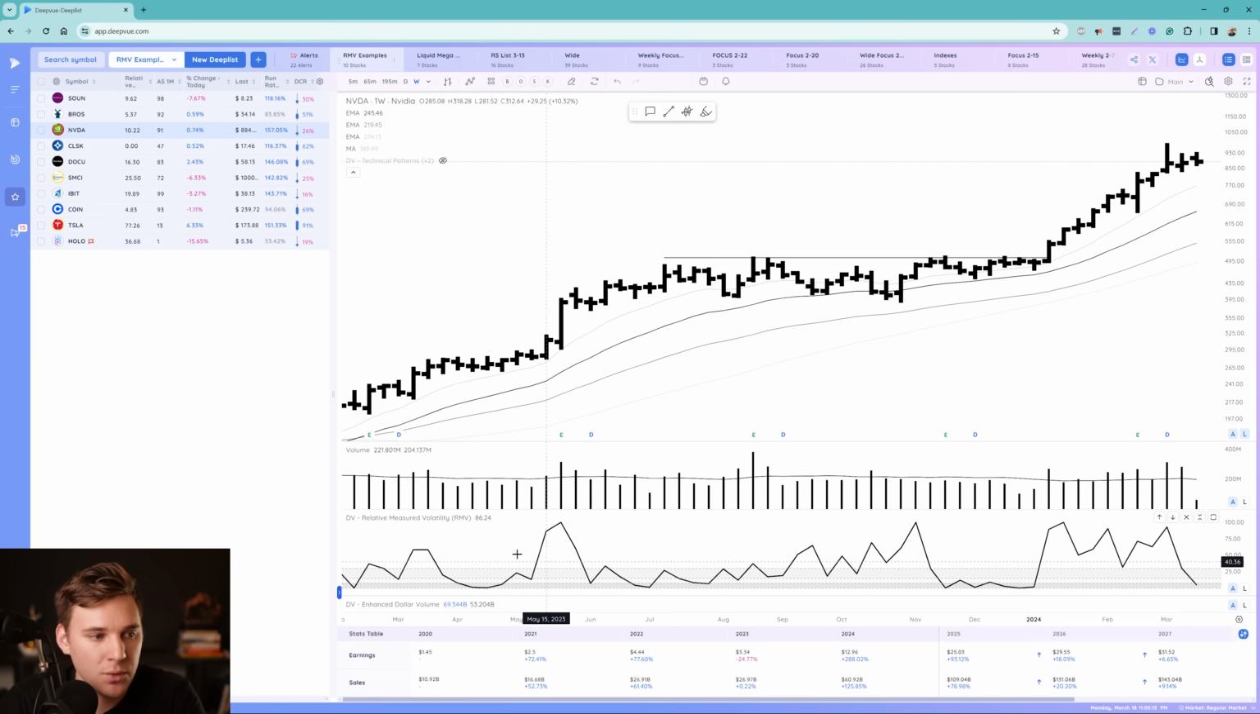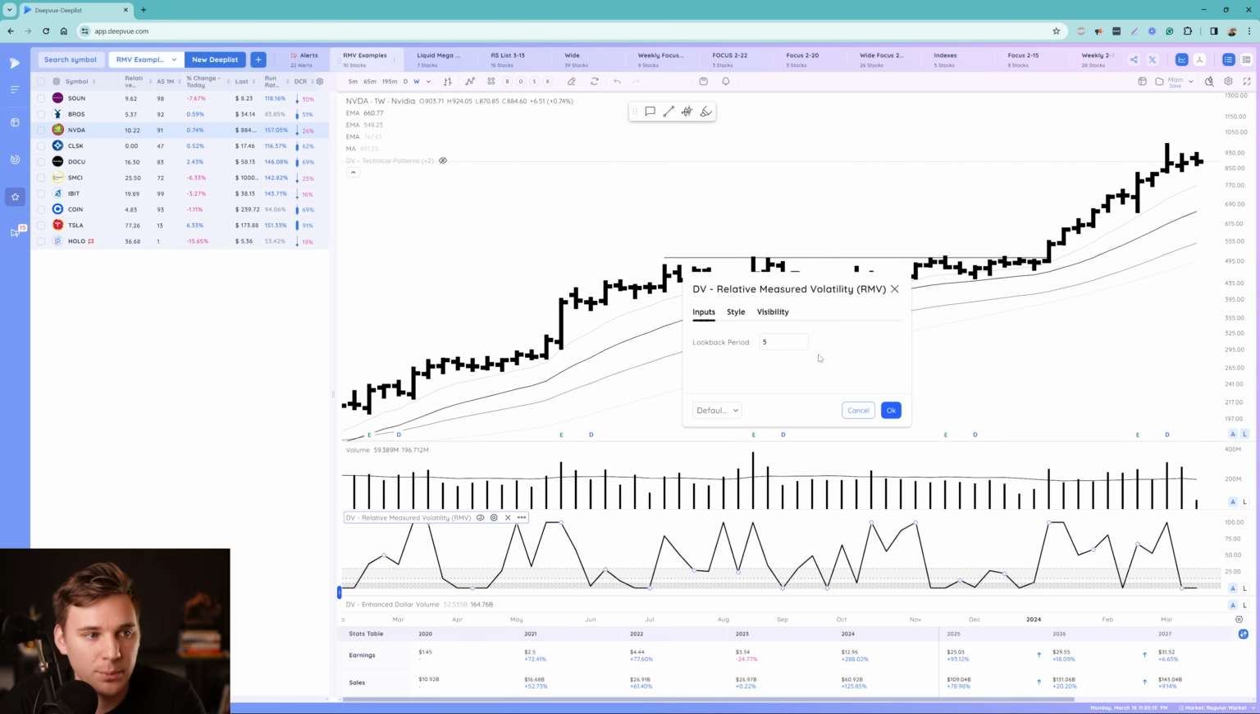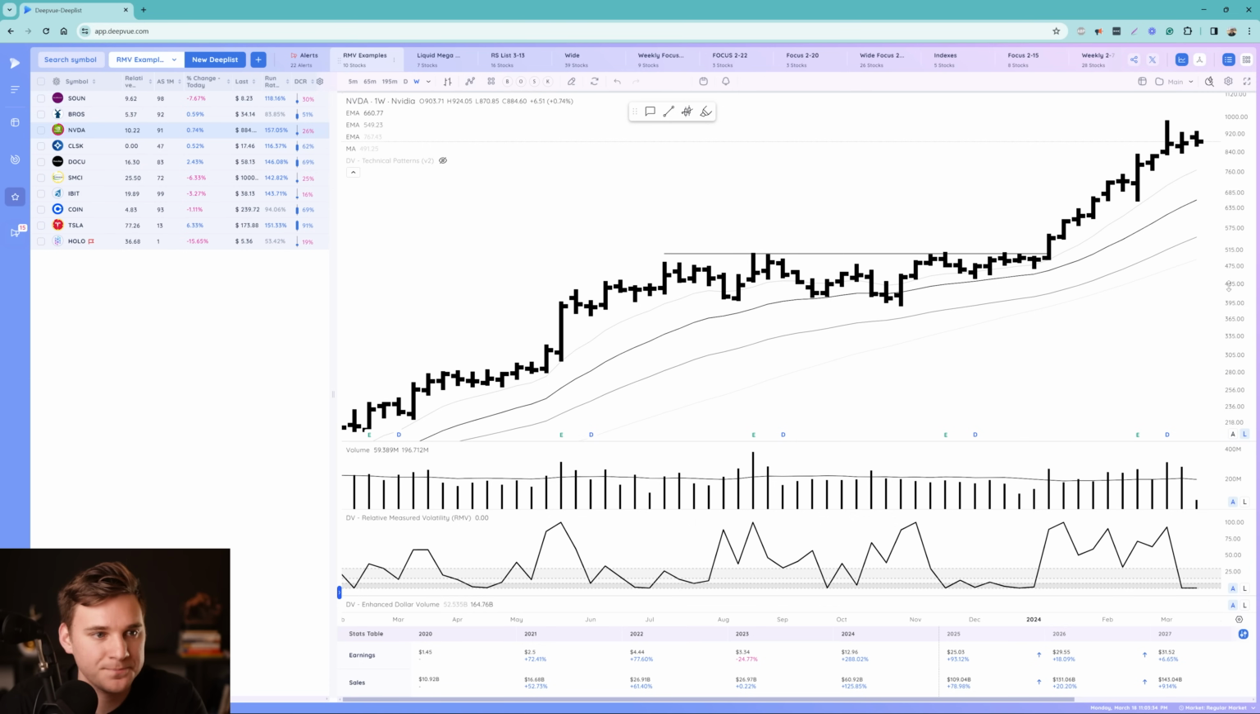RMV going to 0. You can switch up the RMV look back period from 15 to more like 5. I think that's a little bit better for a weekly time frame because you're getting more information. You could go 5 or even 10. So just bring that down a little bit, and you can see the tightness that RMV is highlighting right here. You can see it visually in the charts.